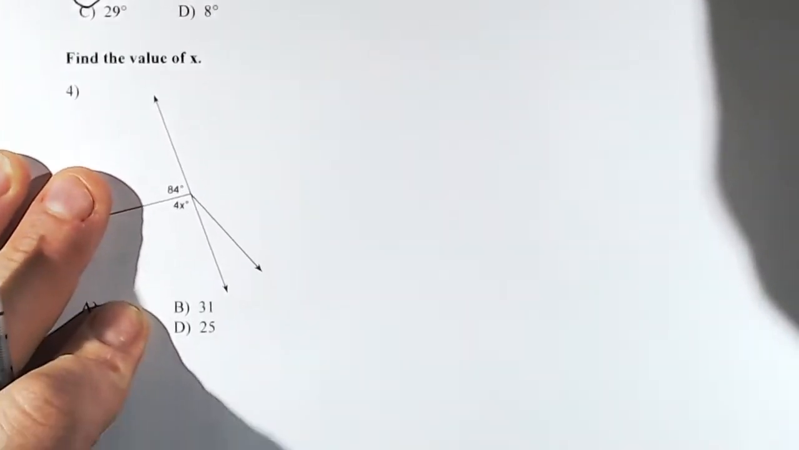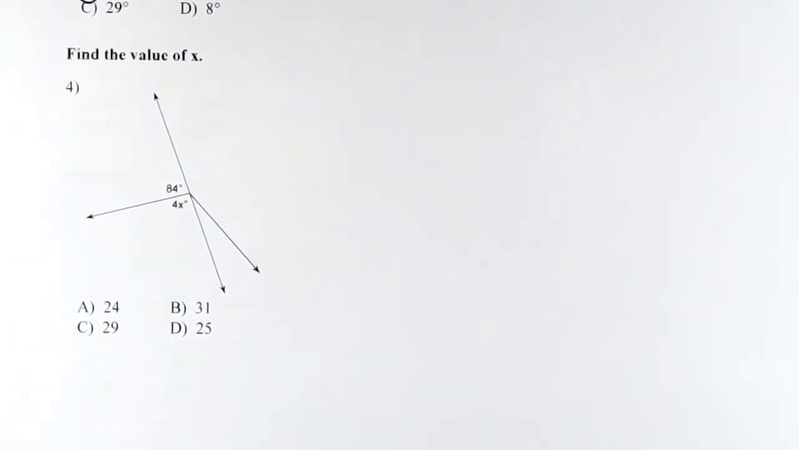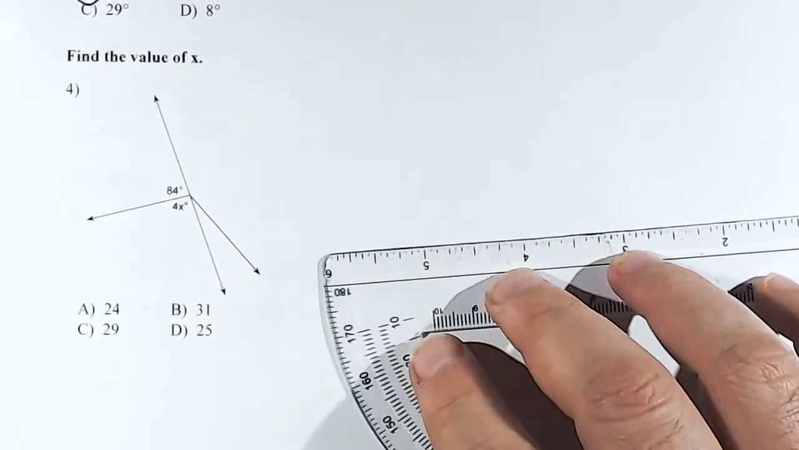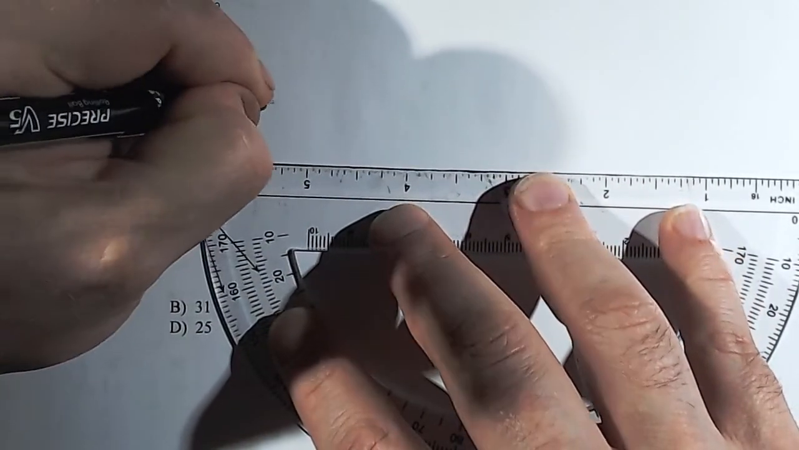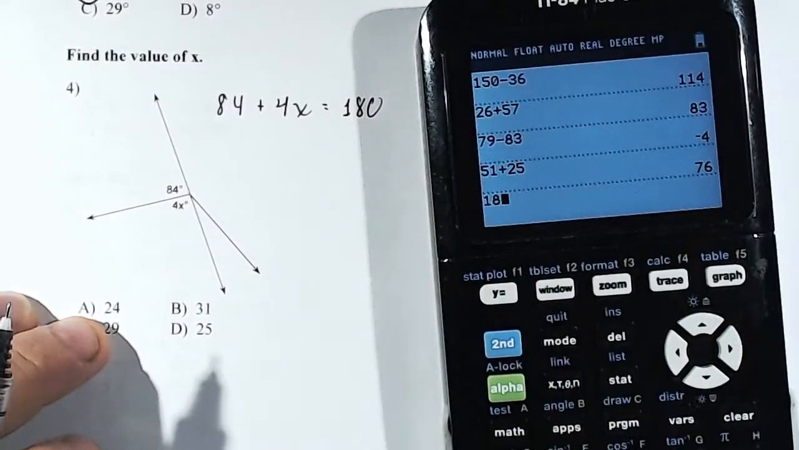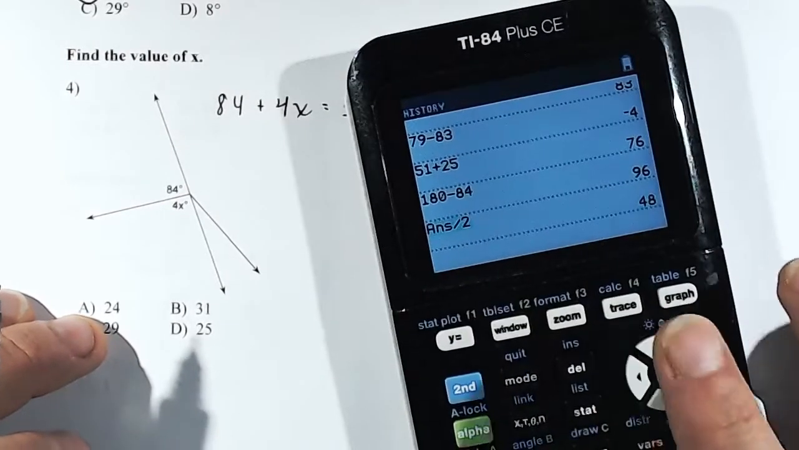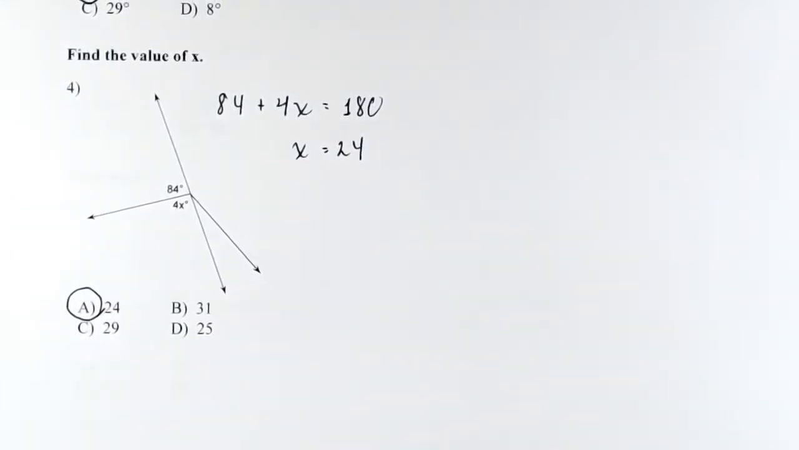Number 4. Find the value of x. We are given a linear pair. 84 plus 4x is going to be 180, since the line that they're sharing is a straight line. So 84 plus 4x equals 180. I'm going to subtract 84 from both sides and divide by 4. That gives 24. So x equals 24. That's that answer.